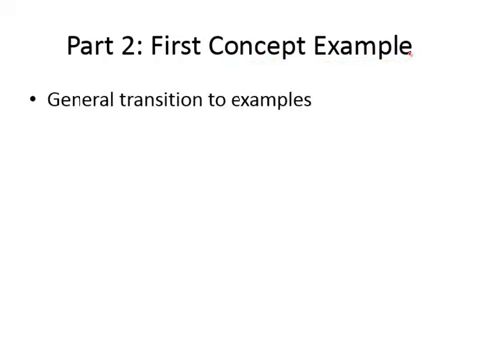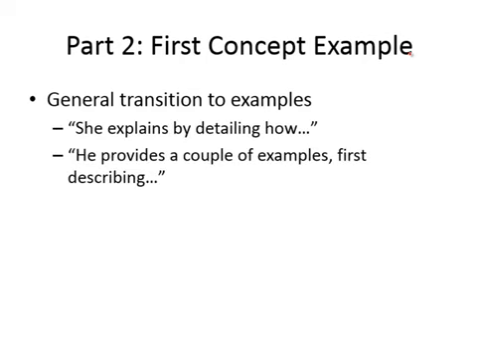So in order to get there, I should transition to an example. Say something that shows I'm going to give an example next. So she explains by, he provides a couple of examples, she illustrates by, she shows how this exists in the real world by talking about. Okay, there are many ways that you can phrase this, but the point is that you're going to transition to concrete examples from the general definition.